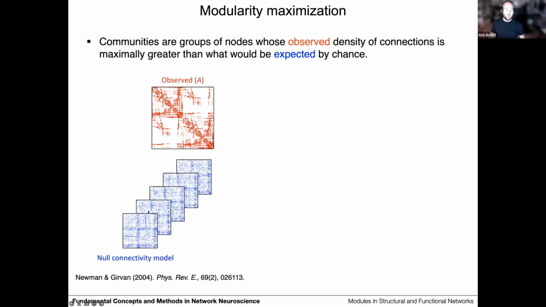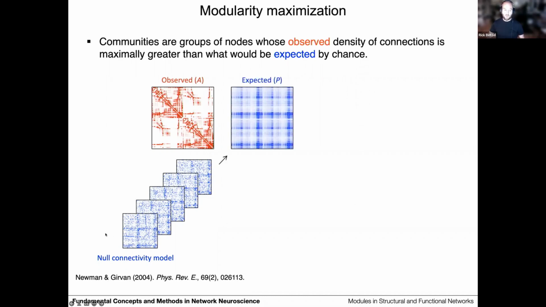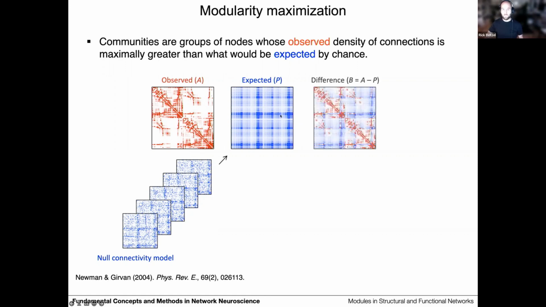Now, if we had some null model that could give rise to chance or random versions of our networks that preserve some subset of properties of the original, but where connections are otherwise formed by chance or stochastically, if we simulated that model an infinite number of times, we could calculate the expected weights of connections or presence of connections under that null model. I'm going to call this matrix P. So we have what we see in the real data, and what we'd expect by chance.